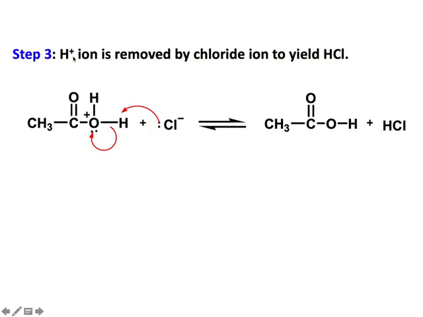The proton is removed by chloride ion to yield HCl. How do we remove this proton? By adding chloride ion. Chloride ion is a very strong nucleophile. It abstracts this proton, so the electron moves to the O, and it becomes a carboxylic acid and a side product.